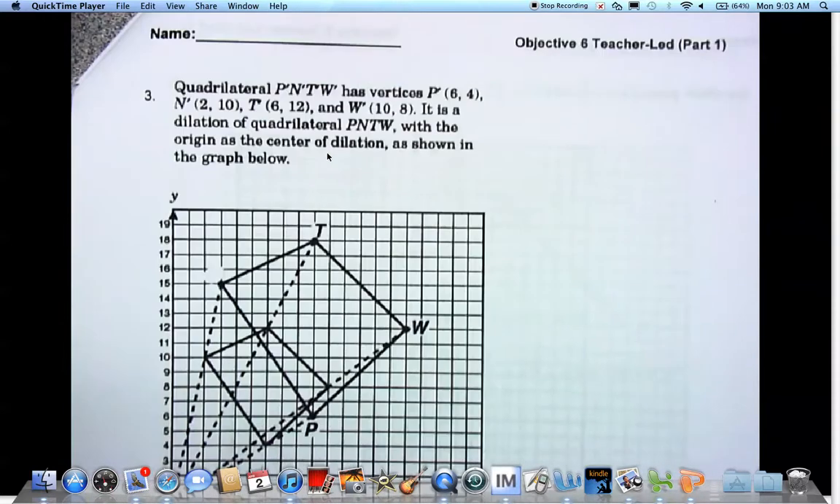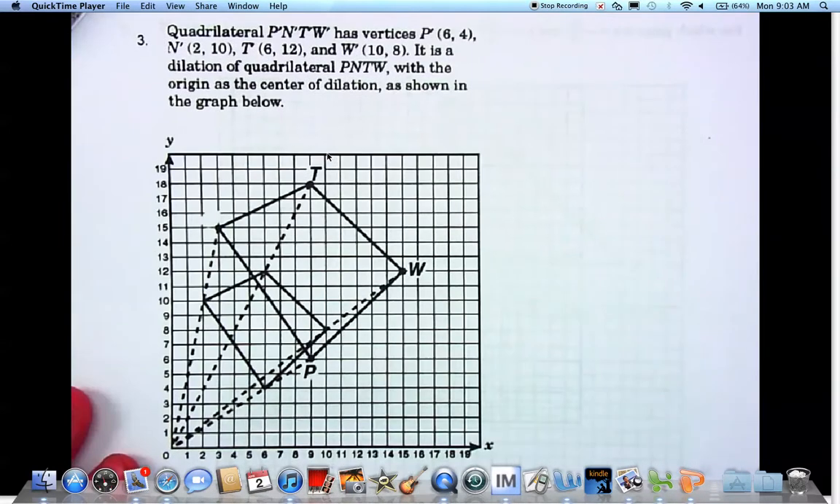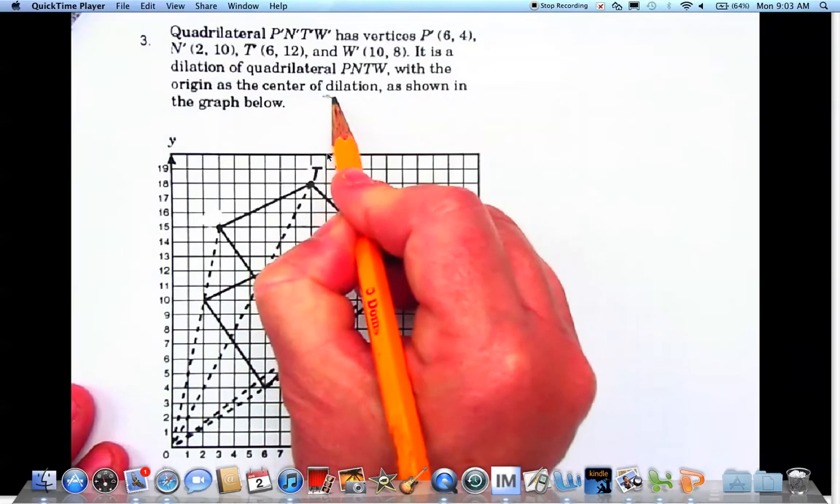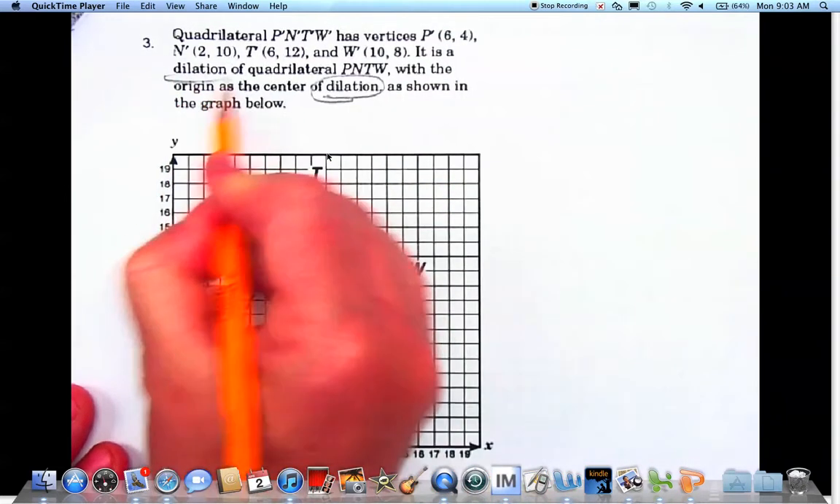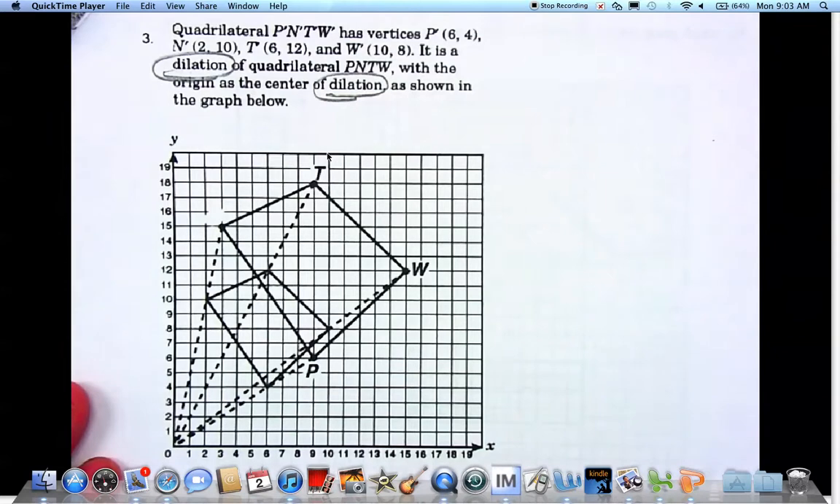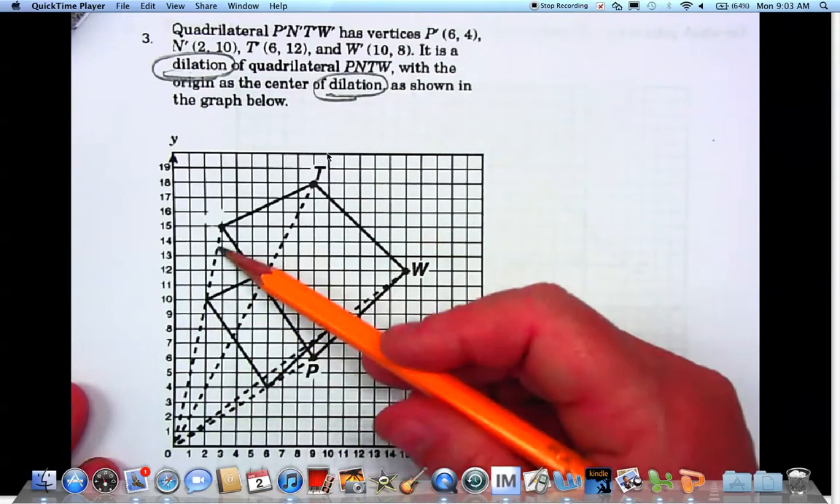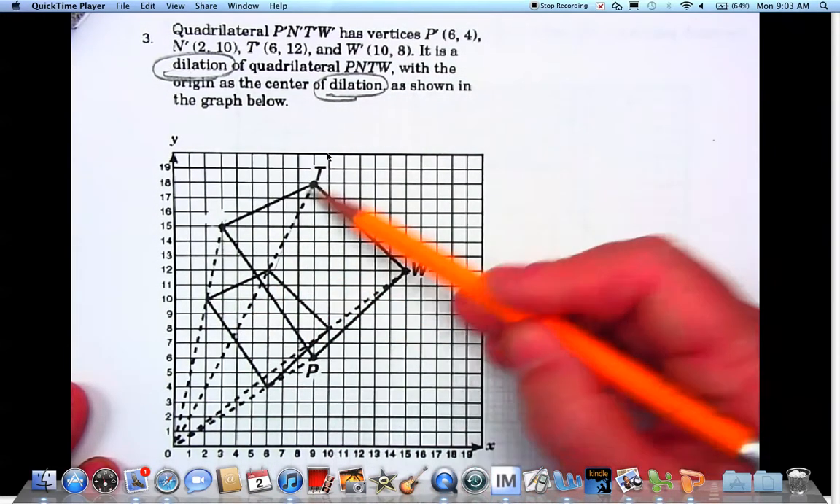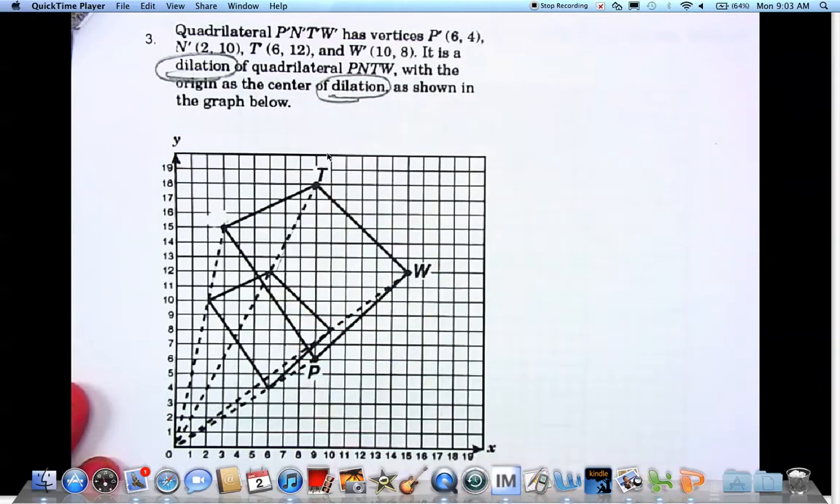Okay, now number 3, I did this last year. This is when you dilate something. What does it mean to dilate it? Make it larger or smaller. Okay? And this has the center of dilation at the origin. That's why they draw these little dotted lines that connect the figures together that go through the origin. That looks pretty cool.